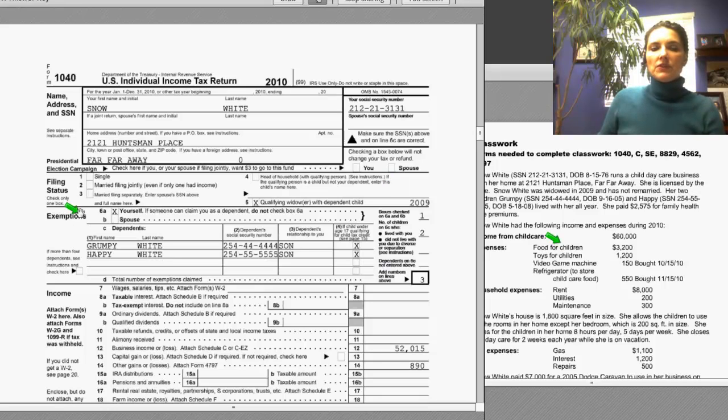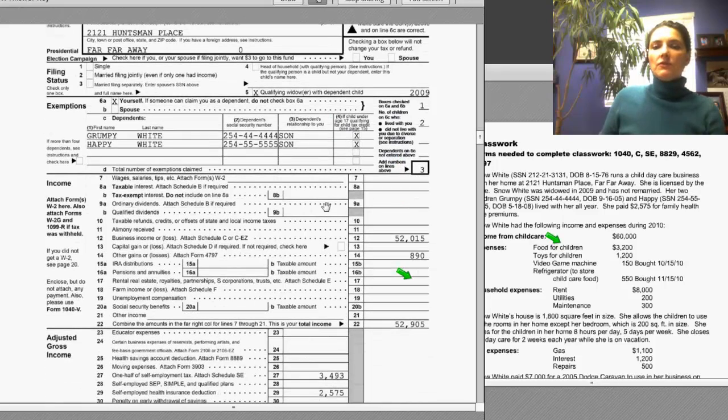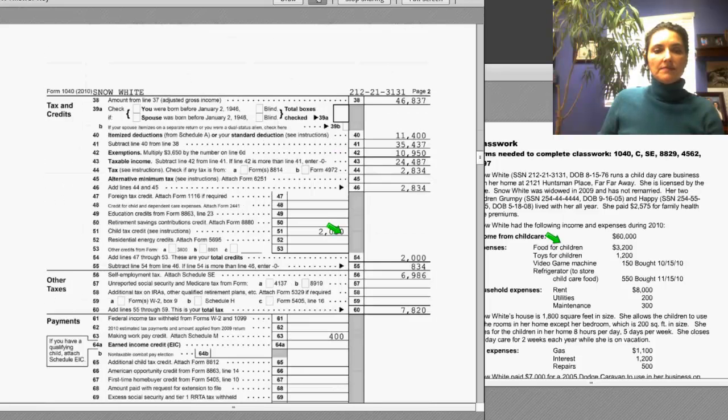She will claim an exemption for herself, and she will also claim 2 dependents, Grumpy and Happy. They both qualify for the child tax credit, so she enters 3 exemptions. From this point on, we have to fill out a number of forms to come up with the line amounts that you see on the income lines for her tax return. So let's go take a look at those forms, and we'll start with Schedule C.